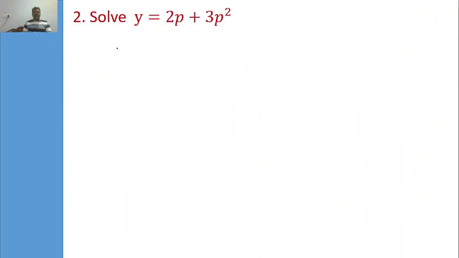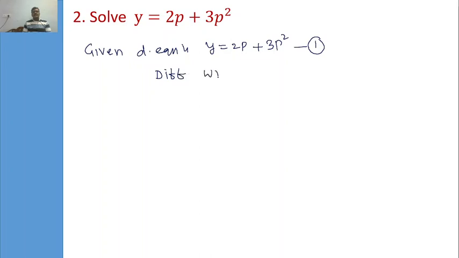Now the second one. The given differential equation is y equal to 2p plus 3p square. This is equation number 1. Now, which is the y equal to f of p form? So differentiate with respect to x.